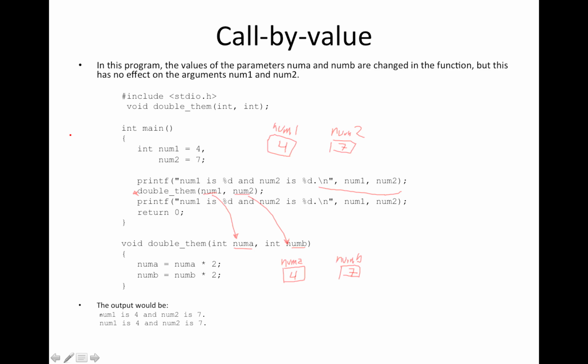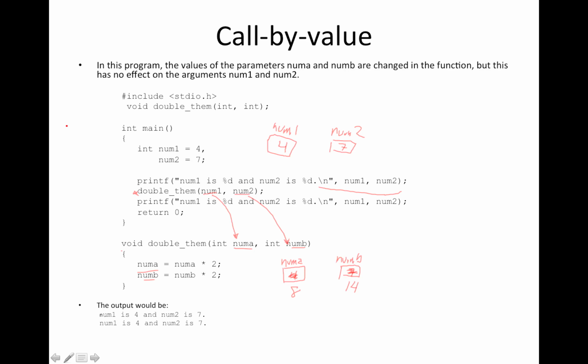Then in the body of the function, what we're doing is we're changing the values of these parameters. Num-a gets a value of num-a times 2, so num-a gets the value of 8. Num-b gets a value of num-b times 2, so num-b gets the value of 14.